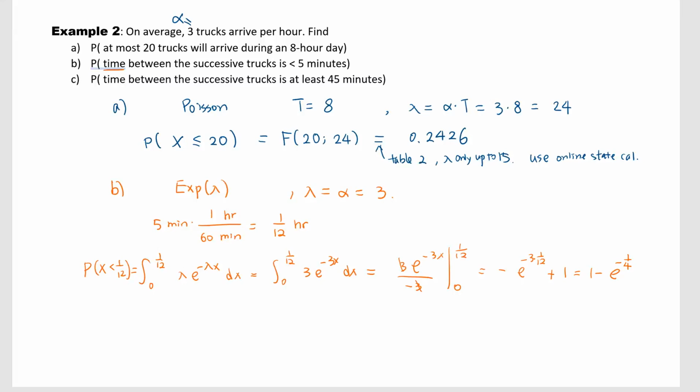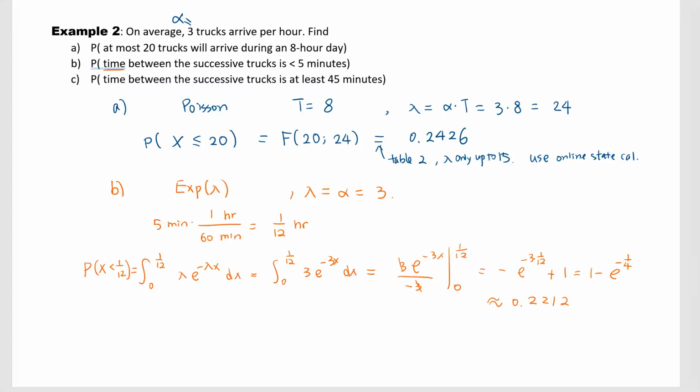We plug this into our calculator: 1 minus e to the negative 1/4. The answer is 0.221199, so rounded, 0.2212. So far, so good, everybody. For the exponential distribution, we use the PDF to calculate, so we integrate the PDF. That is part B.